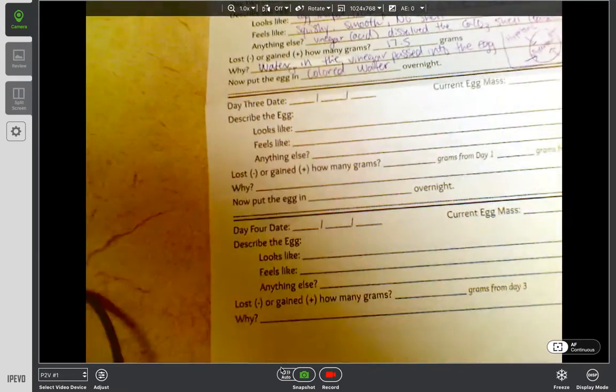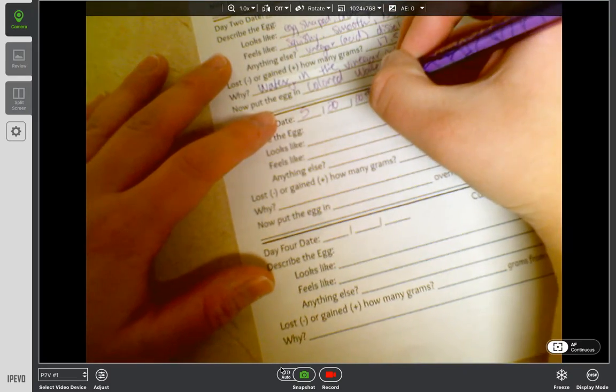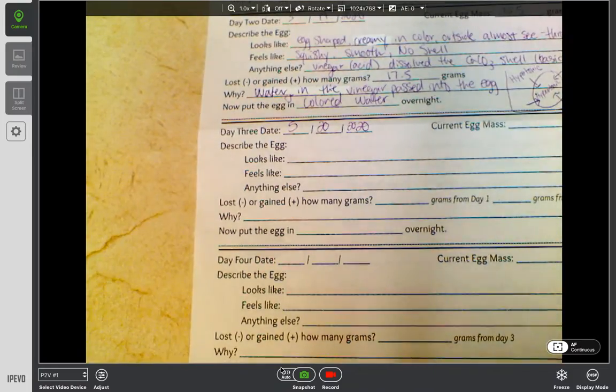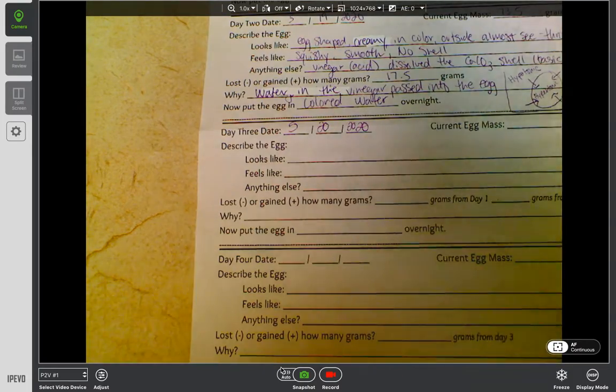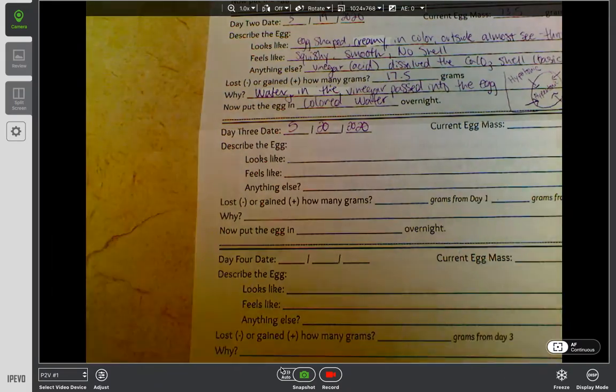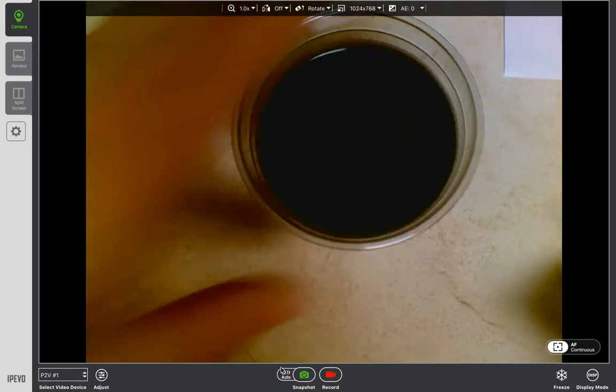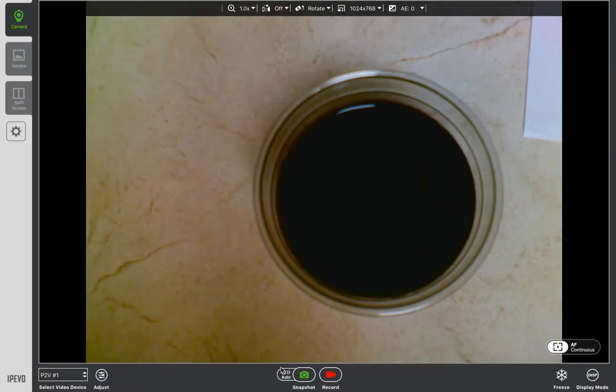So it is day 3. And day 3, we need to put our date. Today is the 20th, or if you started different than me, put your date. So we need to look at our egg. Now, when we look at our egg today, remember yesterday we saw that foamy stuff? It was really kind of cool and interesting. Now today, it's still kind of cool, still kind of interesting, but it kind of looks like just an egg in water.